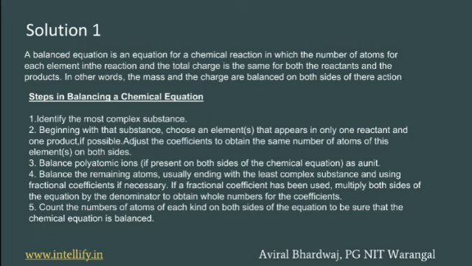A balanced chemical equation is an equation of a chemical reaction in which the atoms of an element enter the reaction and the total charge is the same for both the reactant and the product. It means the number of reactants and the number of products is equal. So this reaction is called a balanced reaction. There are steps to balance the reaction.